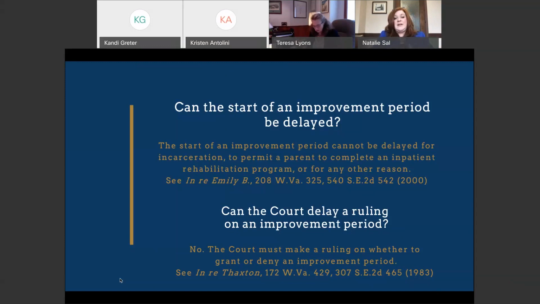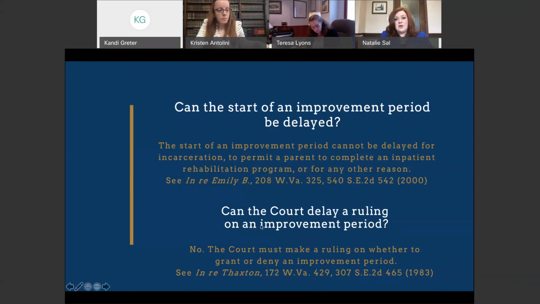But generally, the Supreme Court says, no, you may not delay the start of an improvement period. That time starts ticking, and there are not many things that stop that clock. The court also really needs to not put off ruling on motions for an improvement period.